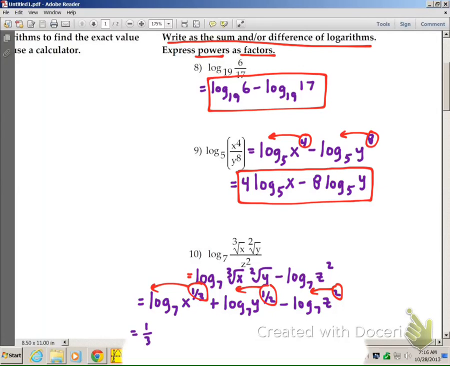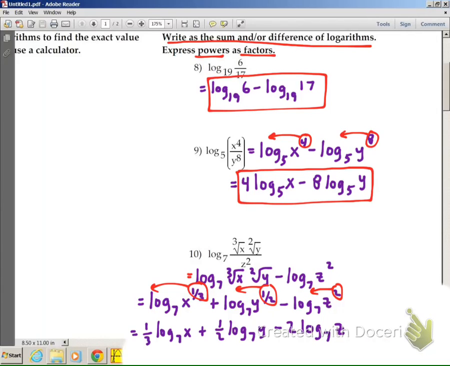So we have 1/3 times the log base 7 of x plus 1/2 times the log base 7 of y. And then finally, minus 2 times the log base 7 of z. Okay, and that's it. That's all you have to do. Okay? All right. Let me put a box around this, make it look nice and tidy.